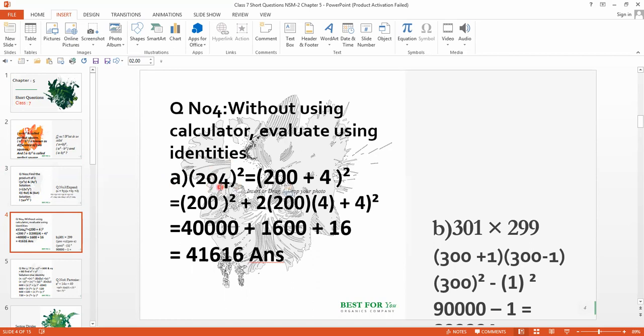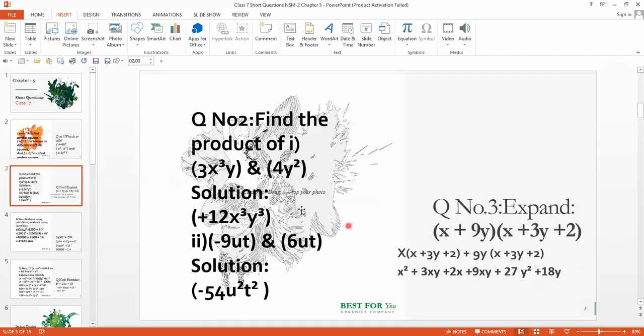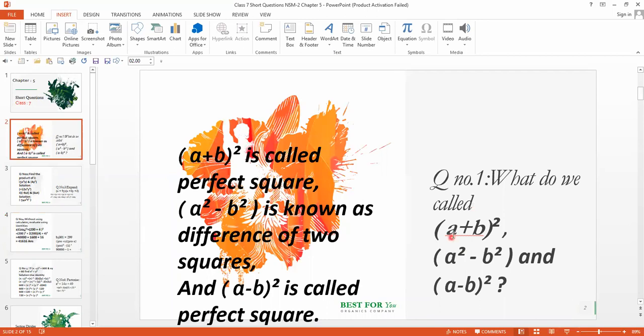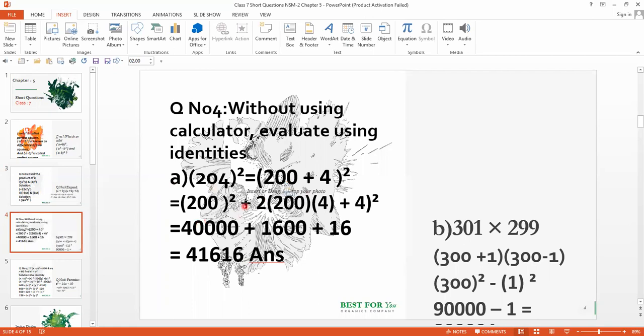So we come to this concern. They have given us 204 square and we have to use identity. So look here. Which identity I have to use? I have to use, look here, this identity, a plus b whole square. So here I have to use this identity, a plus b whole square. So 204 is nearer to what? 204 is nearest to which hundred? 200 or 300? 200. So I have to write it here, 200 plus 4 whole square.